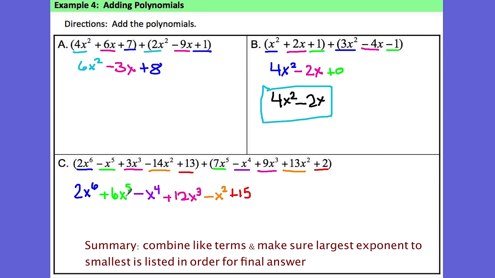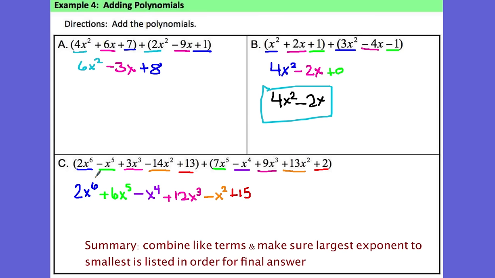And then next we have x to the 5th, and we do have 2 of those terms, so negative 1 plus 7 is 6. And then after x to the 5th, we go to x to the 4th, and there's only 1 of those terms, so it stays as is. Then x to the 3rd, we have 2 of those, so we combine those by 3 plus 9. And then the x squared, we have negative 14 plus 13, so we have negative 1x squared, or negative x squared. And then lastly, we have our constants, 13 plus 2 is 15.